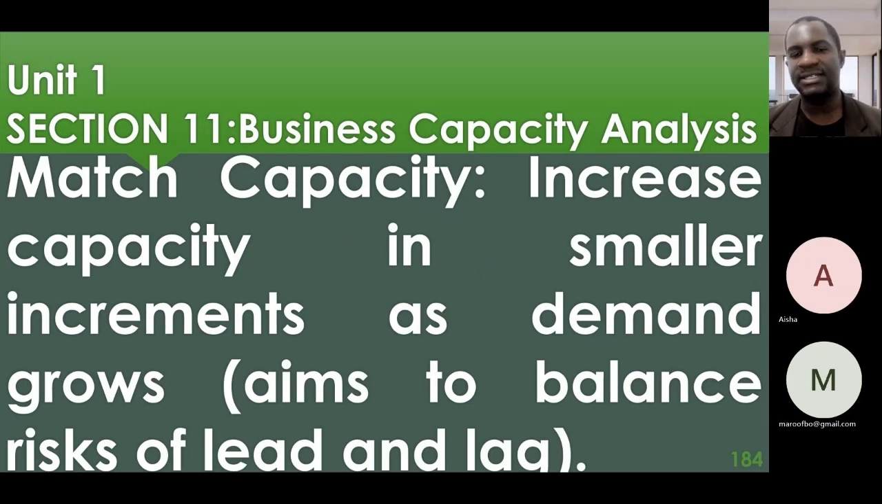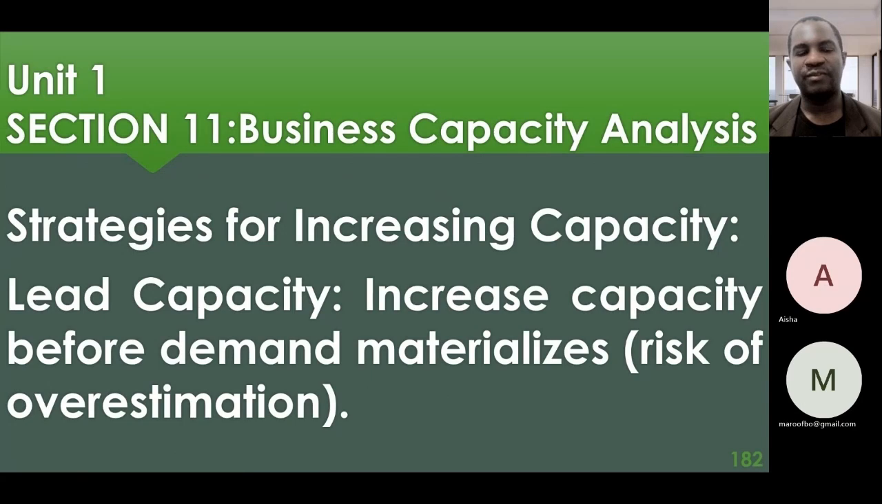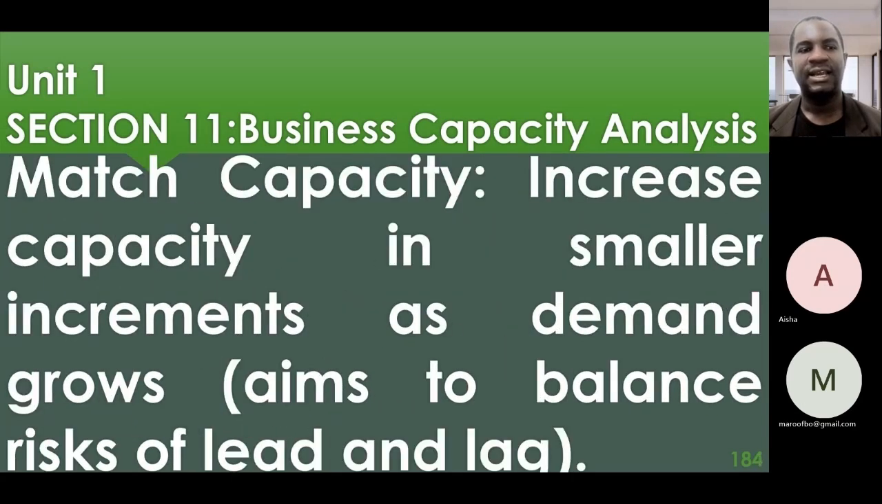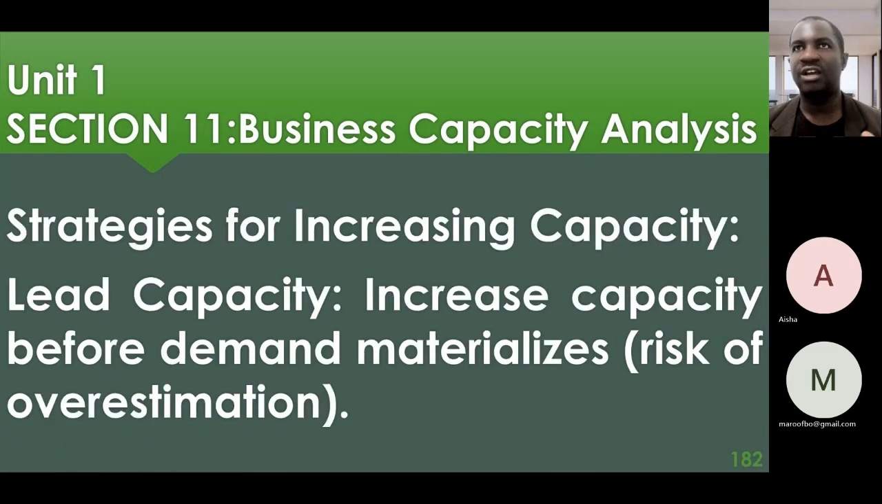And the match capacity is speaking to capacity in smaller increments as demand grows. So you are trying to balance your lead and your lag. So match capacity is looking at increasing, growing little by little in the market. So those are the strategies you have: the lead capacity, the lag capacity, and the match capacity. Those 3 strategies help you to stay relevant, bringing value to the market, and also your value proposition is top-notch.